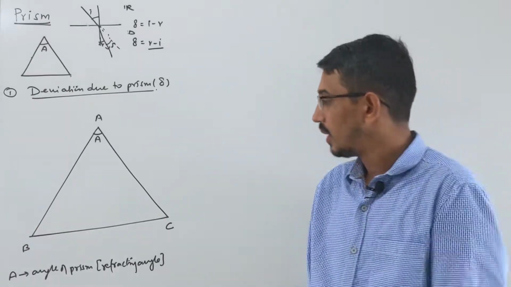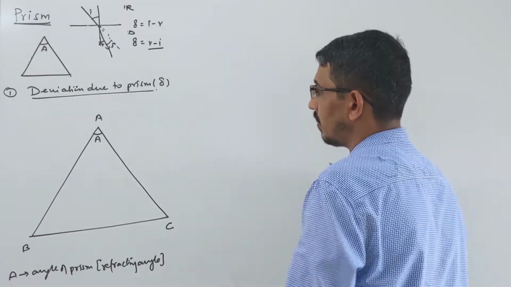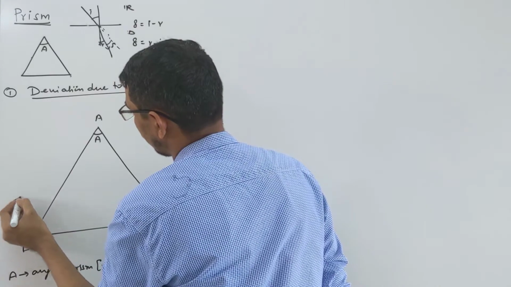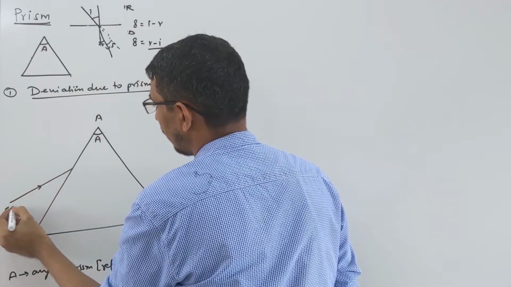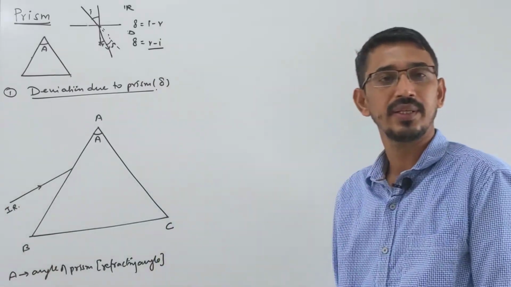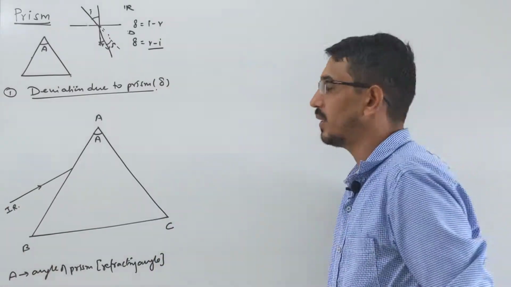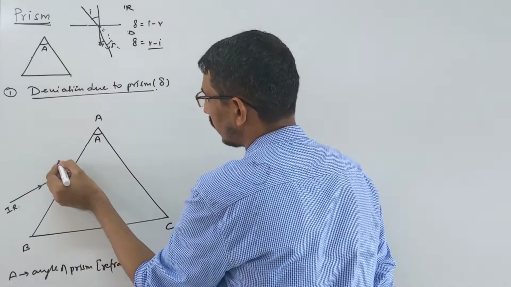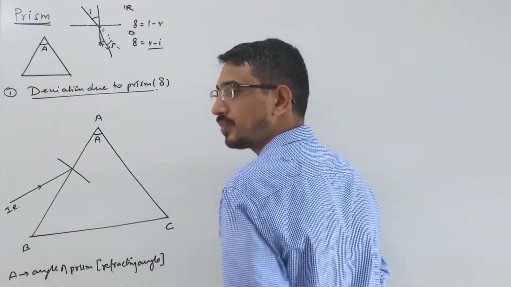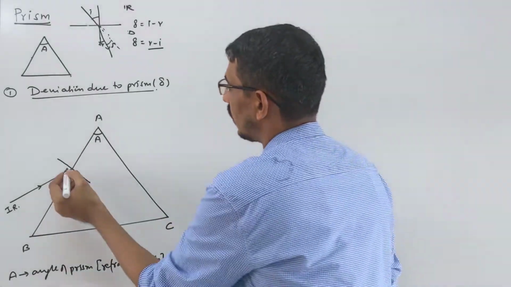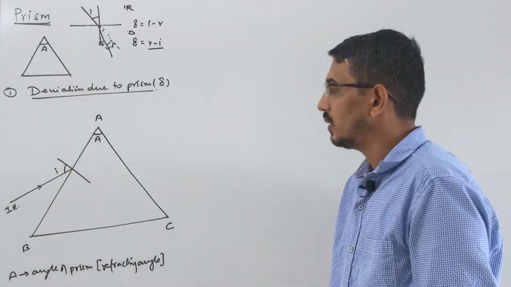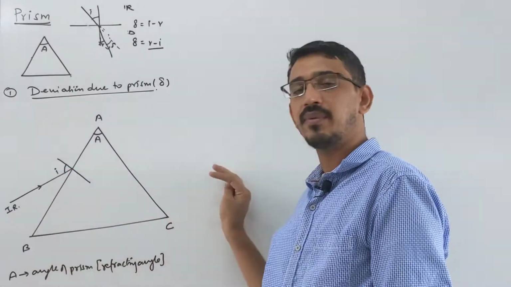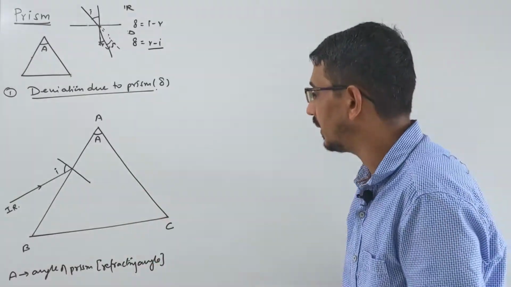Let's start. Suppose some light comes, this is called the incident ray. It is incident on one face. Let's draw a normal here. This is the normal, and this is called the angle of incidence i. The light could come to this face or the other face, no problem.